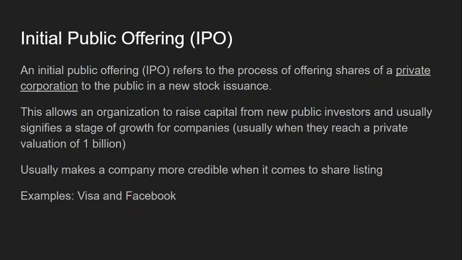Another thing to know is an IPO is a signification of a company going from private ownership to public ownership. So when a company becomes an IPO, it not only has reached a certain valuation, it also signifies a change in types of ownership they have. They're going from private to public. Some examples of IPOs are Visa and Facebook.